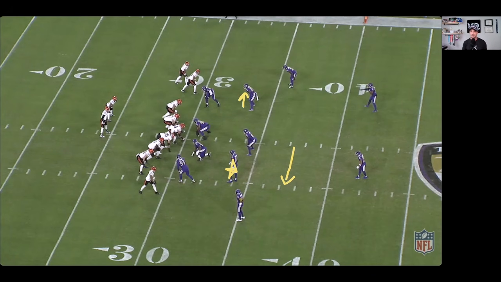Mike is still going to be squarely in his A gap. We have our 3 technique and our nose. Nothing has changed with the front structure. Why? Because the tight end has not moved. Now let's look at this.